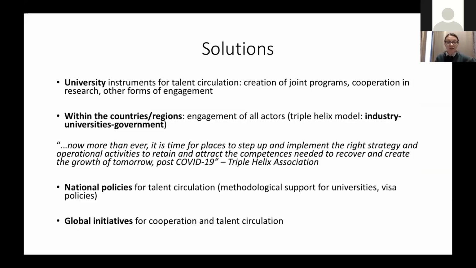Within the countries and regions, engagement of all actors is really needed. And here we can remember the triple helix model of connection between industry, universities, and government, especially industry, as the place for talent retainment is an important actor here. And national policies for talent circulation are also crucial in times of COVID. For example, especially the methodological support for universities and visa policies in the first place.